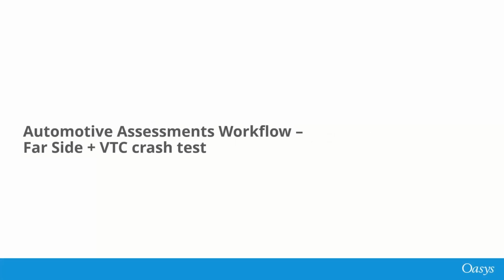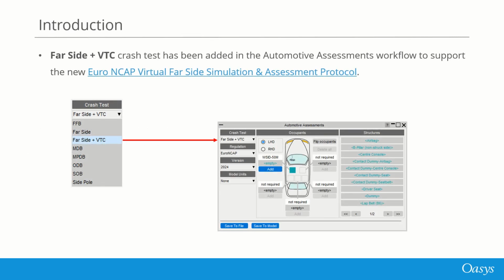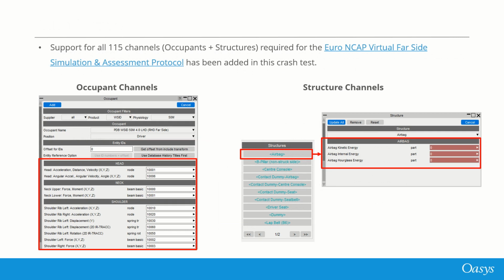This video will provide an overview of the new Farsight plus VTC crash test in automotive assessment workflow in Oasys 21. Farsight plus VTC crash test has been added in the automotive assessments workflow to support the new Euro NCAP virtual Farsight simulation and assessment protocol. Support for all 115 channels which are required for the new Euro NCAP virtual Farsight simulation and assessment protocol has been added in this new crash test.